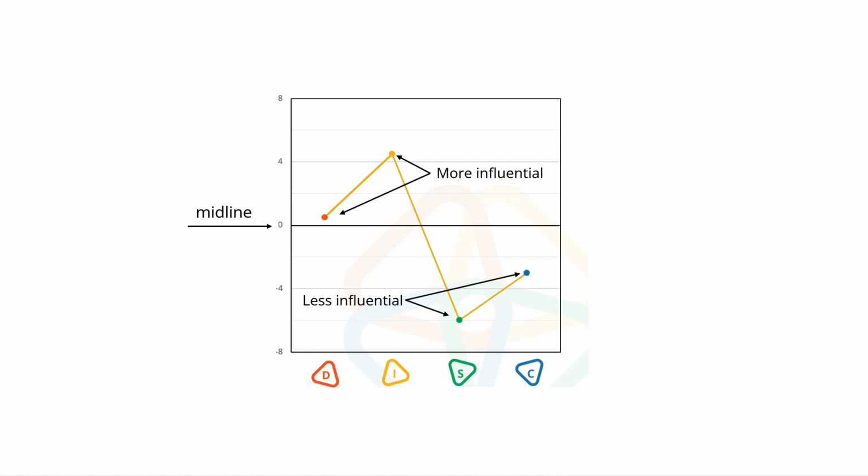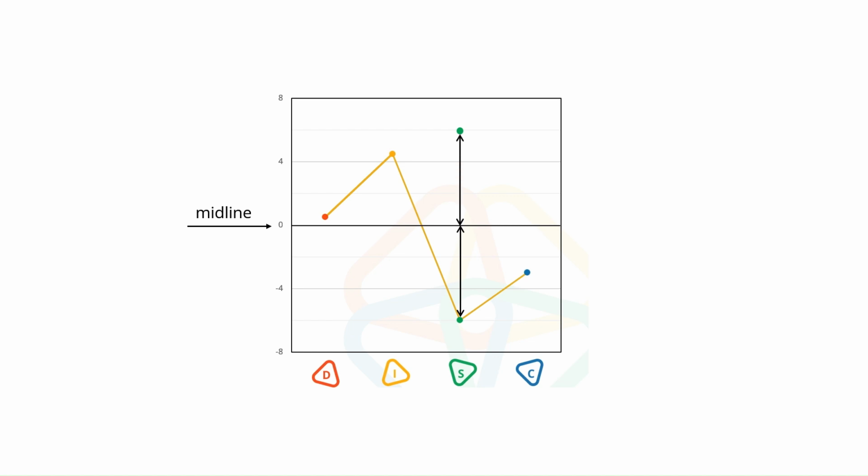The results below the midline are important to analyze, especially if they're very far below the midline. The farther a person sits below the midline, the more likely they are to demonstrate the opposite behaviors to their style if it was sitting above the midline. More on this later.